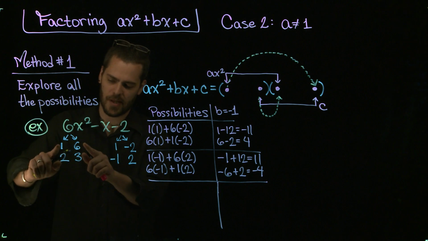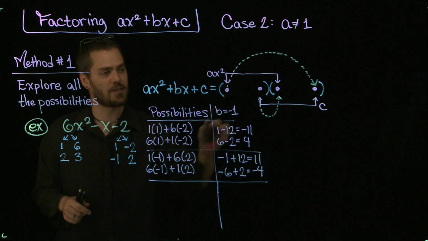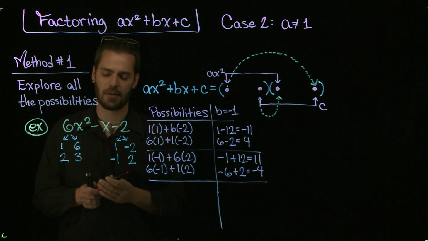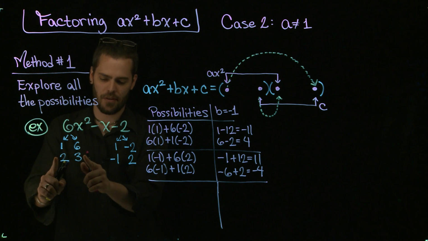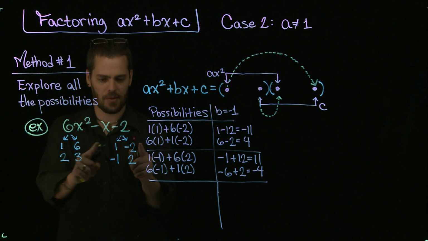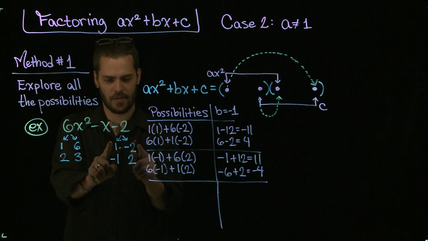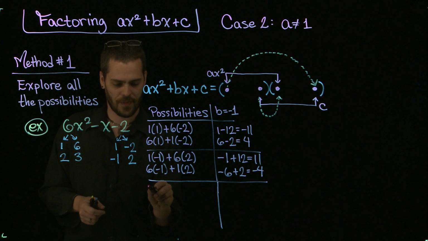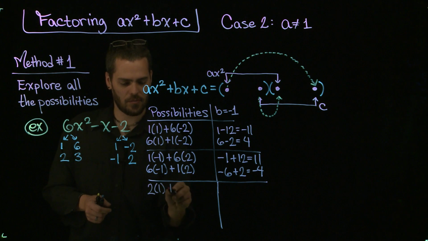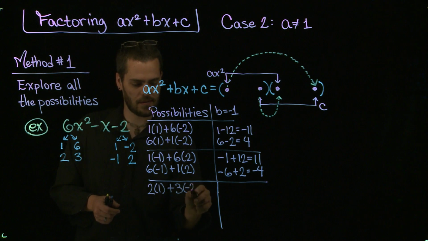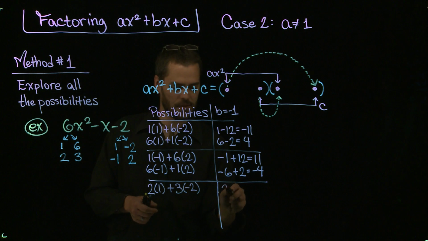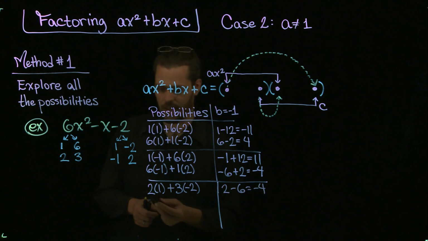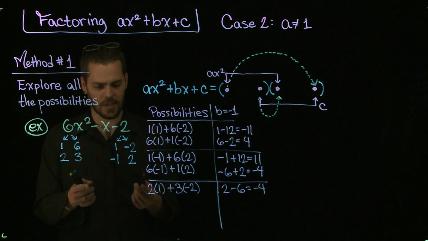I've explored all the possibilities with 1 and 6, so I know for sure that I don't have 1x and 6x, or the other way around. So I'm going to move on to the 2 and the 3, and I'm going to start with these two numbers here with factors of negative 2. So it's going to look like this: 2 times 1 plus 3 times negative 2, and that becomes 2 minus 6, which is negative 4. No, that doesn't work.